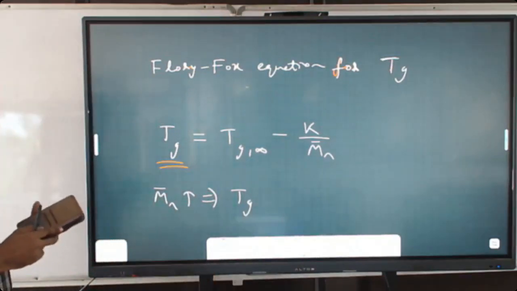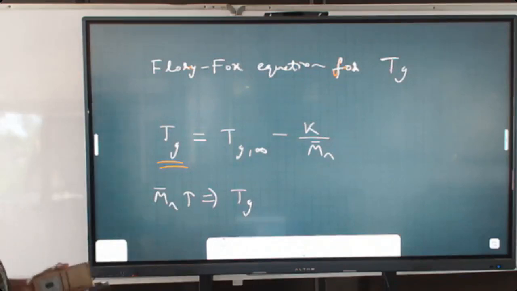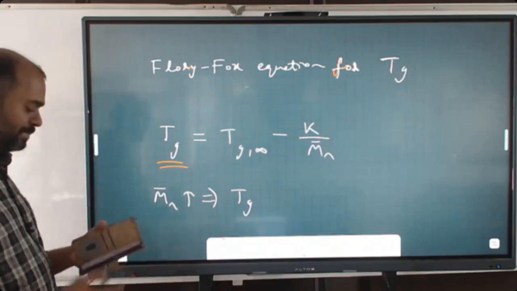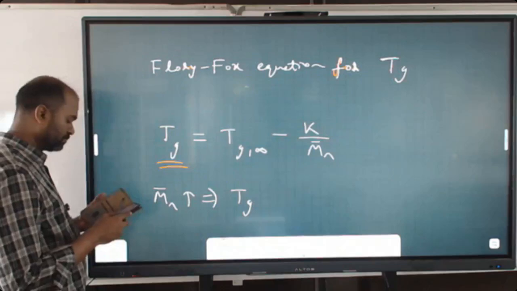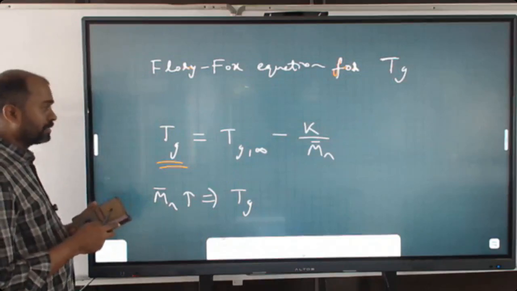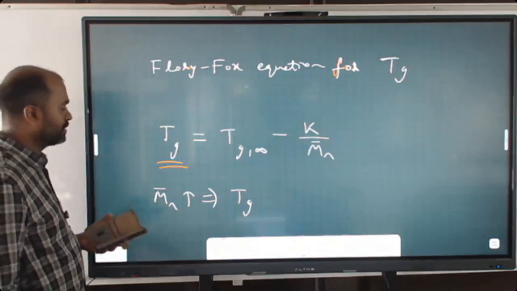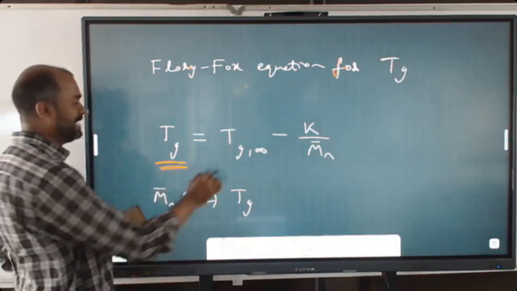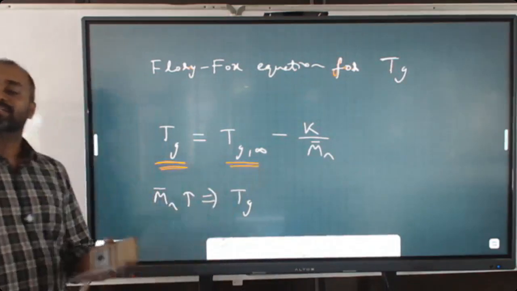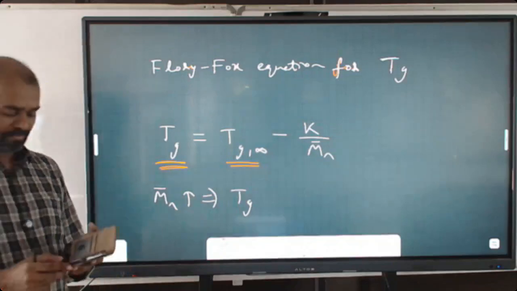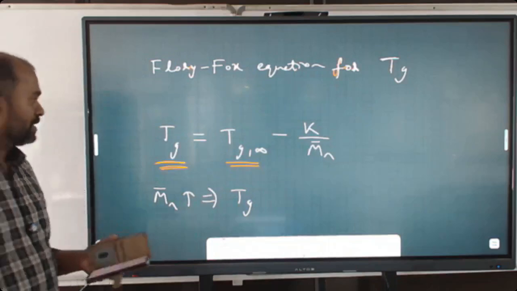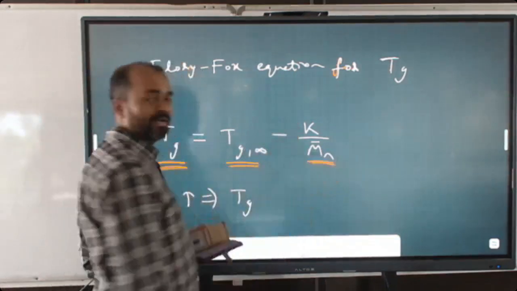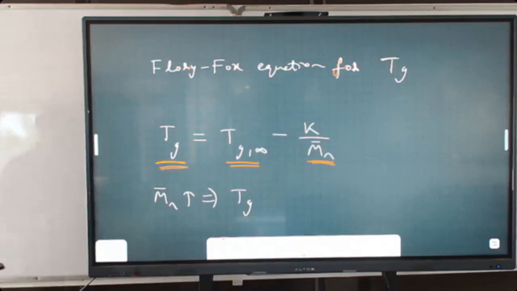Tg infinity is the maximum Tg, the glass transition temperature at infinite molecular weight. K is a constant. Tg is the glass transition temperature. Mn is the number average molar mass. If Mn increases, what happens to Tg?